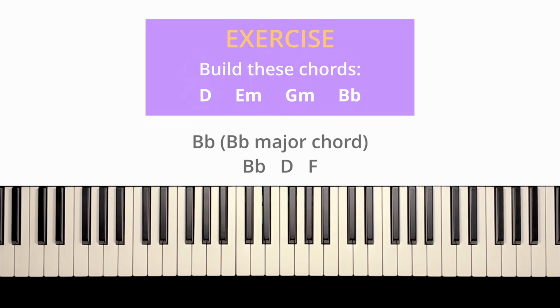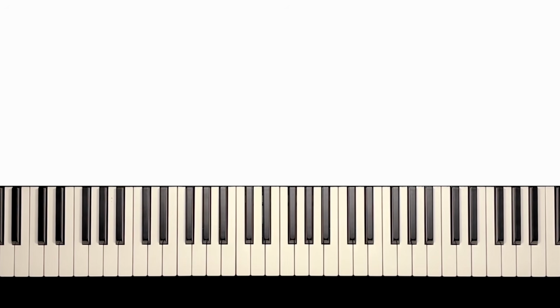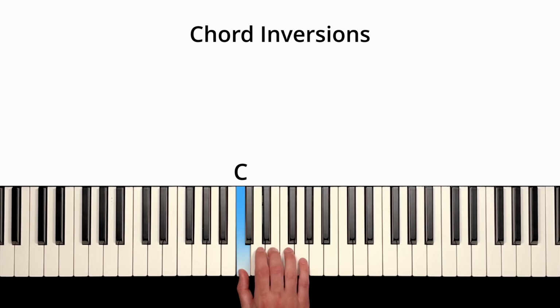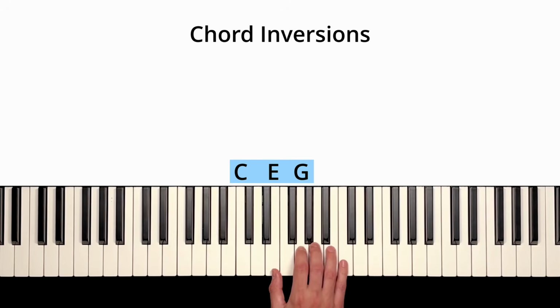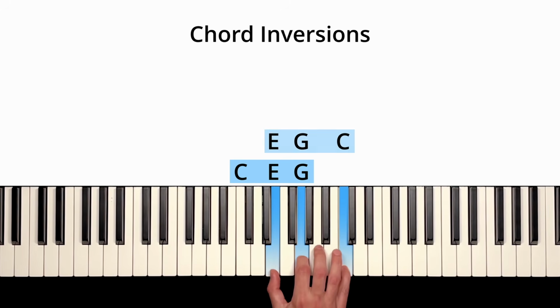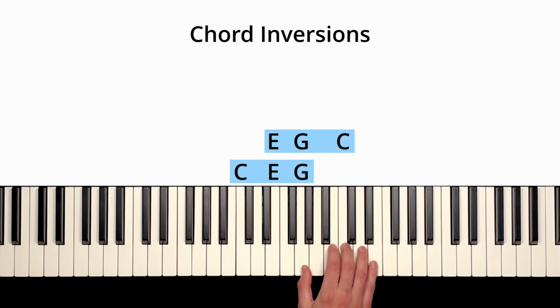Before we close this chapter, there's one more thing I want to mention. In reality, you will often come across chord inversions. That simply means that the notes of the chord have been put in a different order. For example, we learned that a C major chord contains C, E, and G. Now we can rearrange these notes so that our chord begins with E or with G.